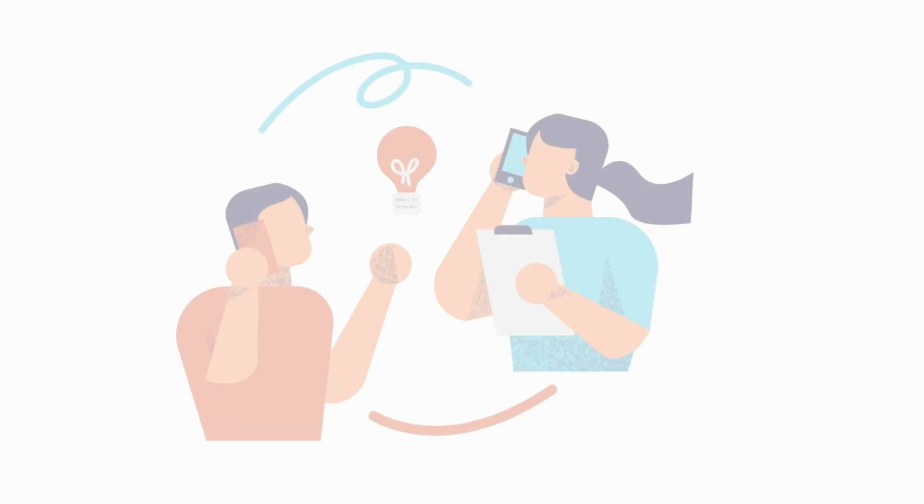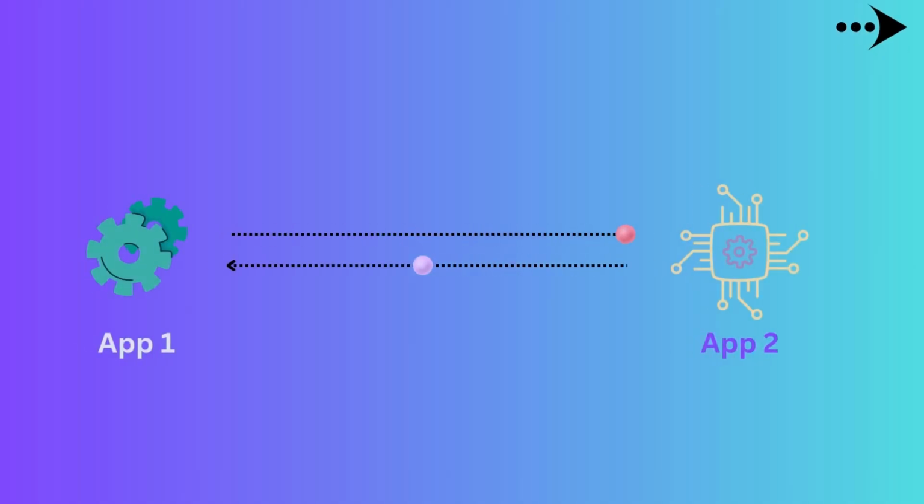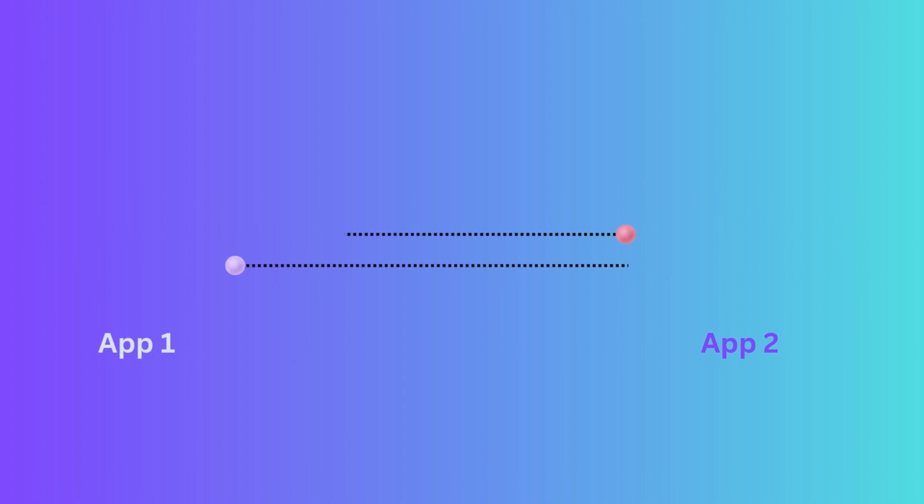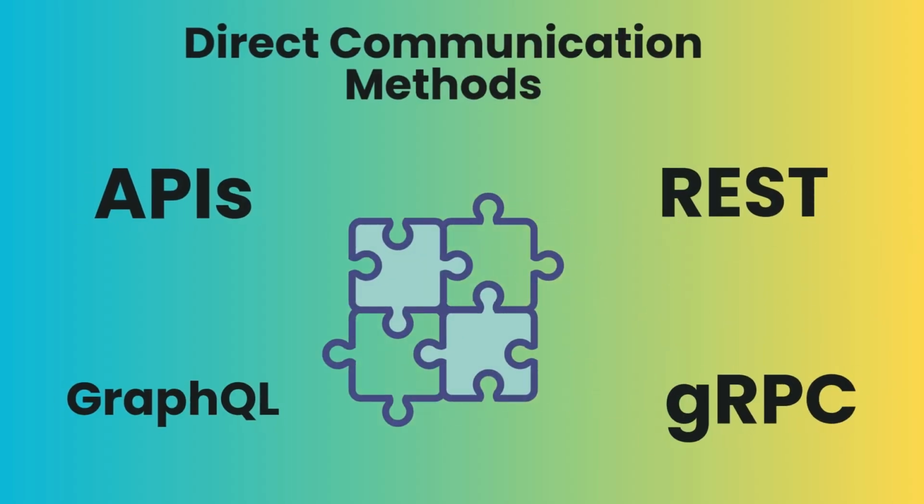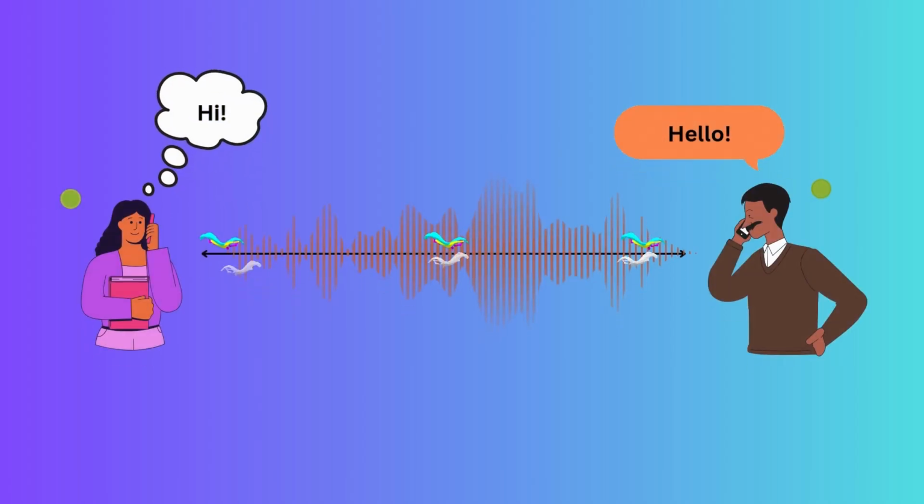Think of this like calling your friend on the phone. One application sends a request, the other answers immediately. This is typically done through APIs, REST, GraphQL, or gRPC. It's straightforward. But just like phone calls, both parties must be available at the same time.